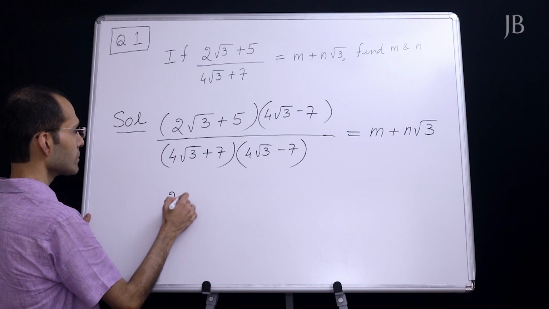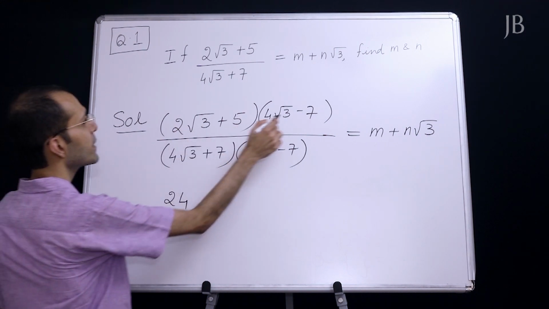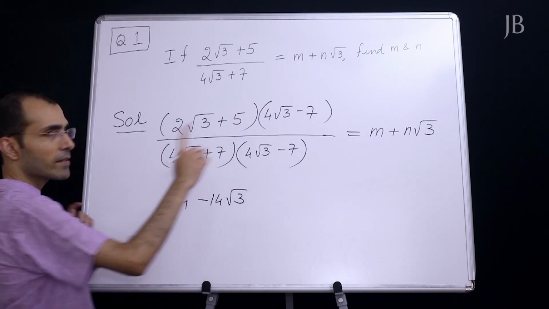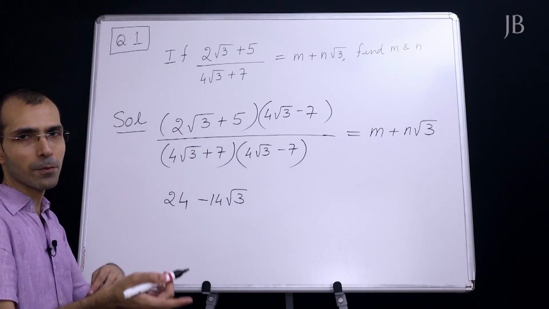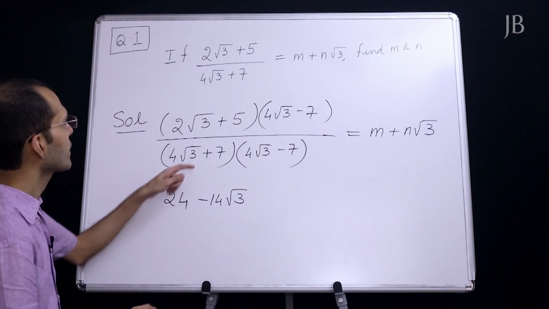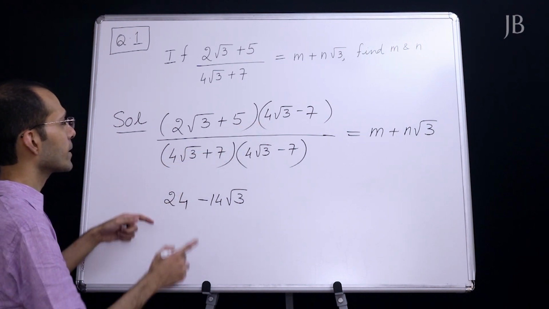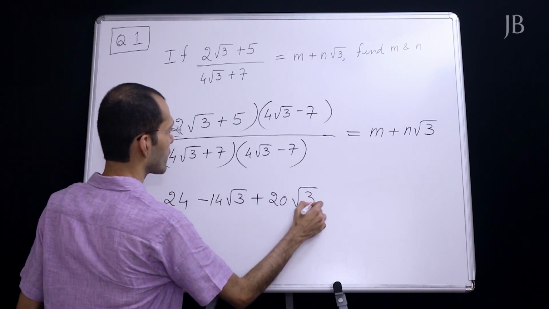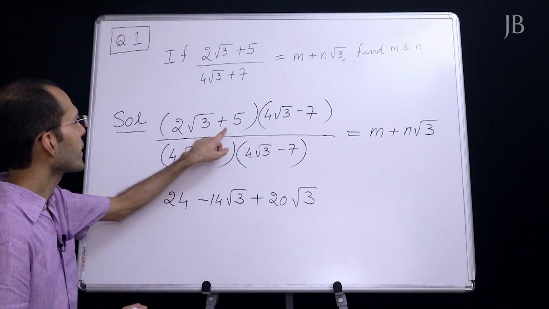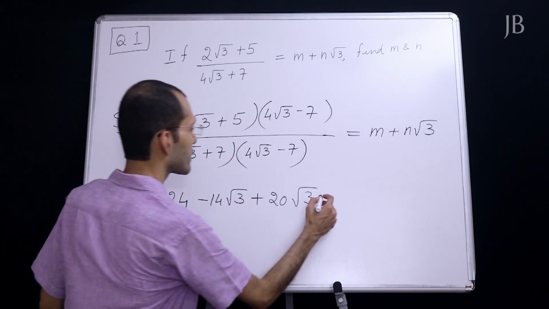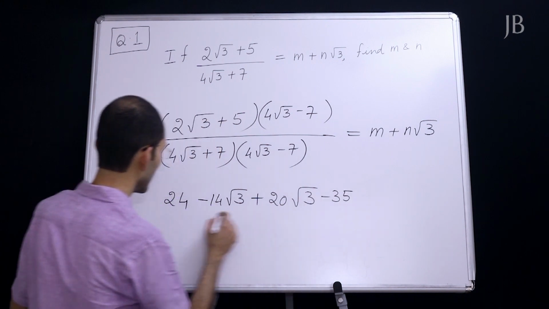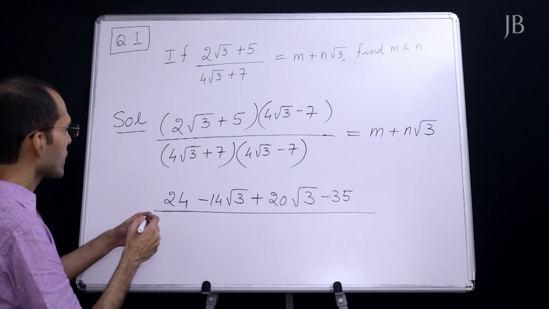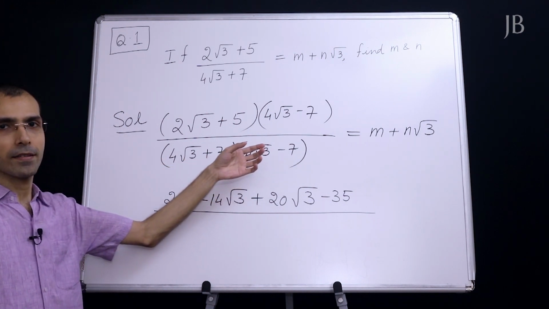Then 2 root 3 into 7, minus 14 root 3. Signs you adjust them logically, like positive into positive is positive, positive into negative is negative. Then 5 into this, 5 into 4 root 3, that would be positive 20 root 3. Then plus 5 into minus 7, that is minus 35. Stretch the upon sign clearly and properly. Here also we can open the brackets.